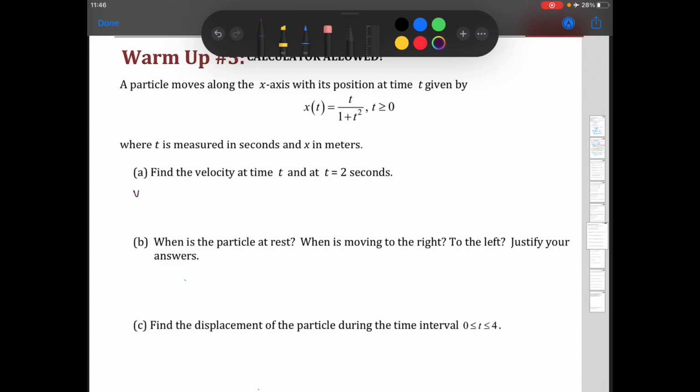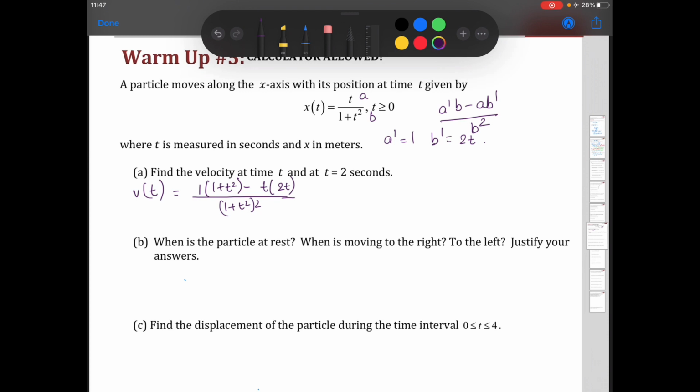So let's find v of t. Remember, we're going to be using the quotient rule, which is a prime b minus a b prime over b squared. So your a is this and your b is this. Your a prime is just 1, your b prime is 2t. So that's what we're going to do. Just substitute in. So it's going to be 1 plus t squared, squared, and in the numerator, I have 1 times 1 plus t squared minus t times 2t.